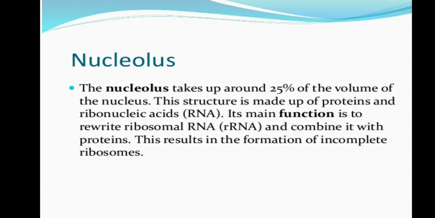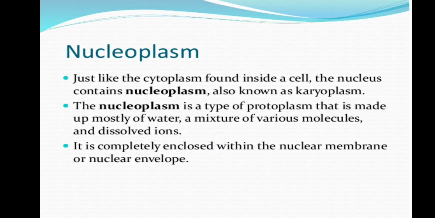Okay, so the nucleolus is the area which is rich in RNA and protein. RNA is ribonucleic acid, and it also contains rRNA. That is why ribosomes are formed in the nucleolus, so it is known as the ribosomal factory of the cell.